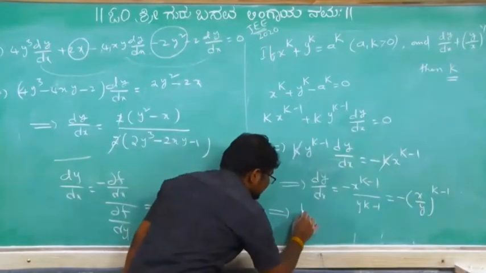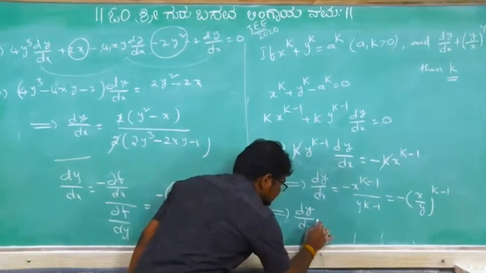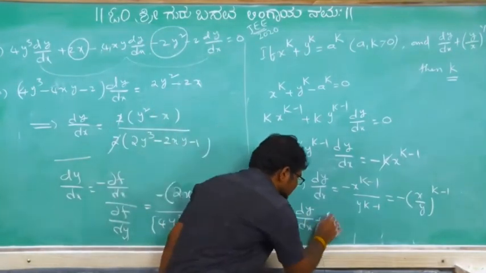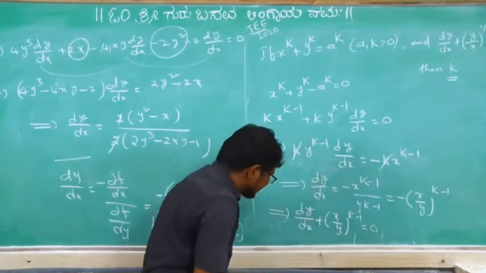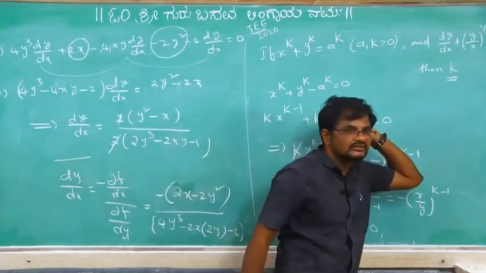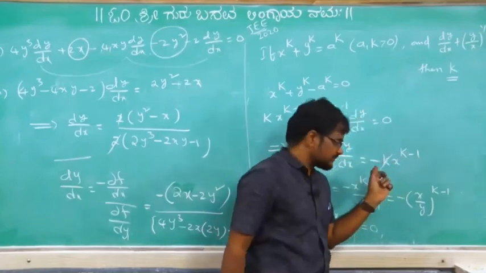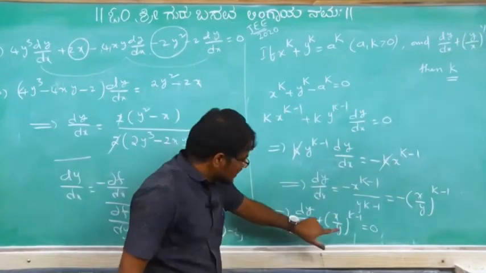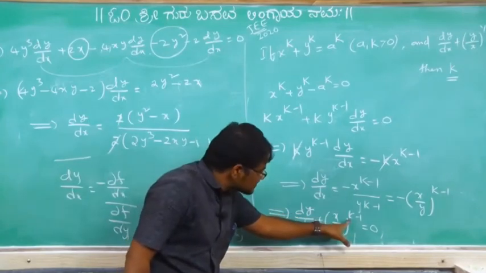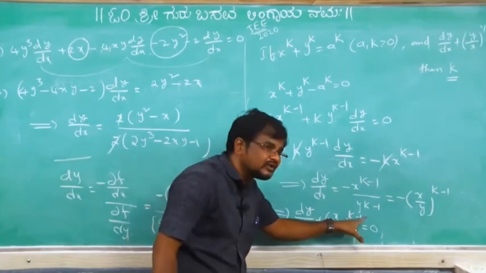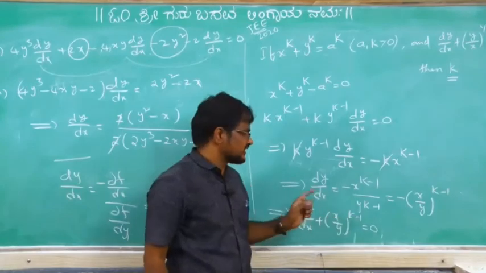That implies dy by dx plus x by y whole to the power of k minus 1 equal to 0, which is exactly in the form of that one. There y by x is there, here x by y. If you take the reciprocal of this one, here minus 1 you will get, or not? Minus of, means minus 1 into k minus 1, what you will get? 1 minus k.